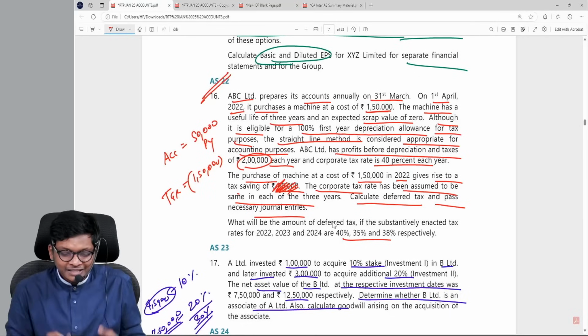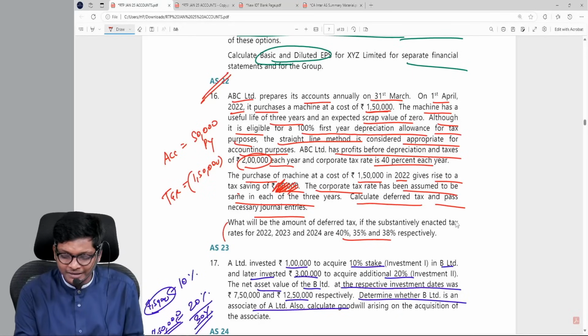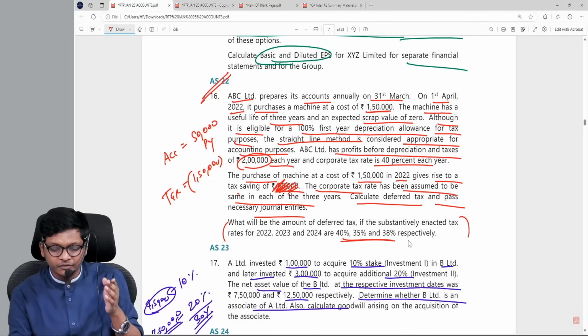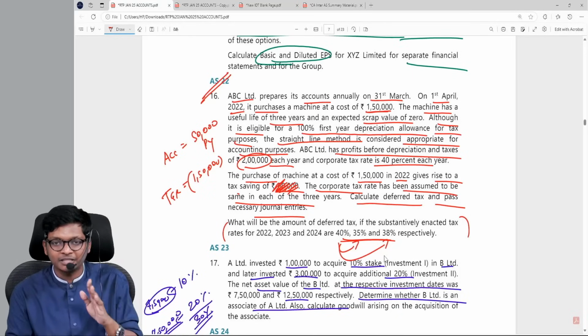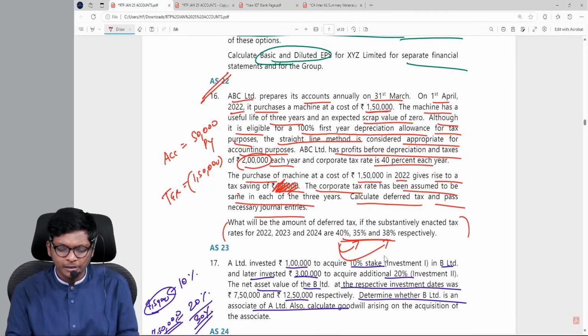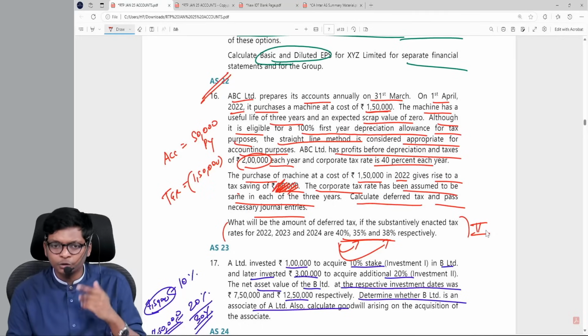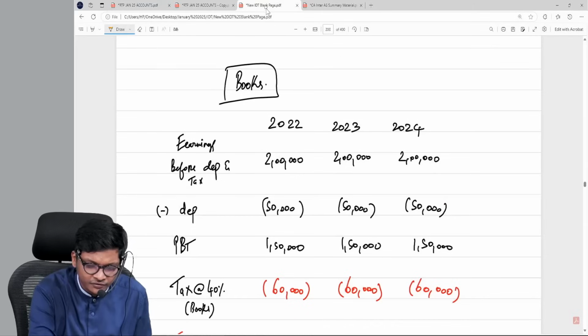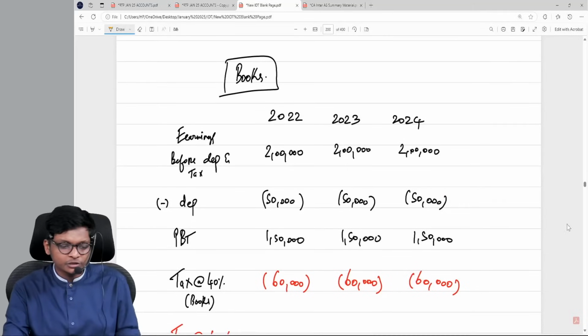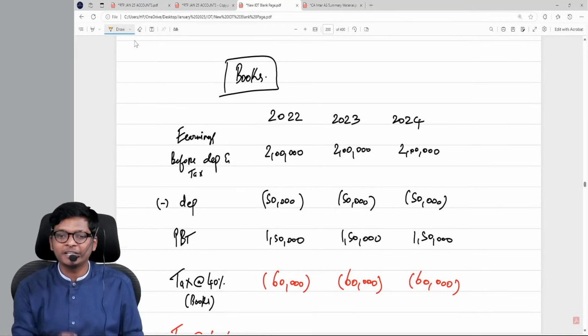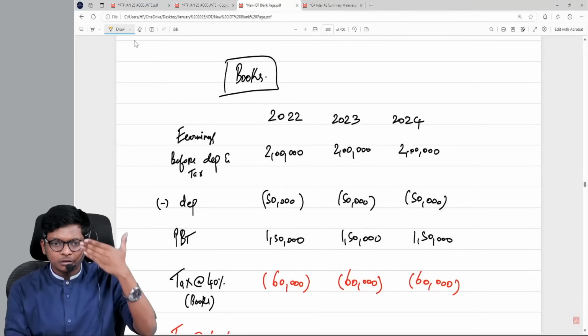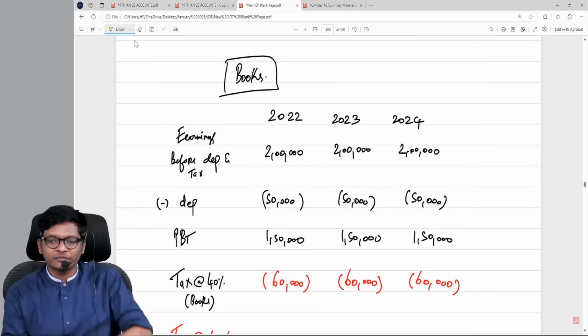Then the second case: what will be the deferred tax if the rate is changing from 40 to 35, 35 to 38? Beautiful question. Okay, I will come to the second part later. That is the new part. But the first part, let me finish. Recording students, just to save time in the video, I have solved the sum for you and I'll explain this from here.